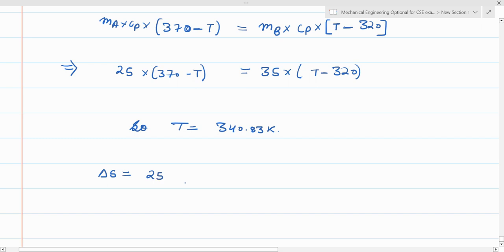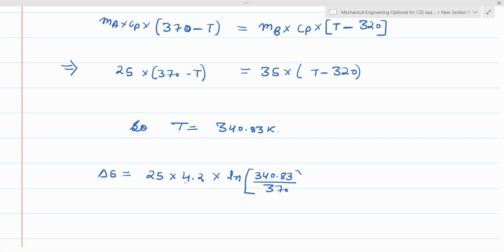Hence, the change in entropy for 25 kilogram water should be delta S is equals to the mass of water, that is 25 kilogram, multiplied by Cp of water, that is 4.2 kilojoule per kilogram Kelvin, multiplied by ln T2 by T1. So its final temperature changes to 340.83 divided by initial temperature, that is 370 Kelvin. Now we plug in the values, we get the value as minus 8.62 kilojoule per Kelvin. So this is the entropy change of water A.